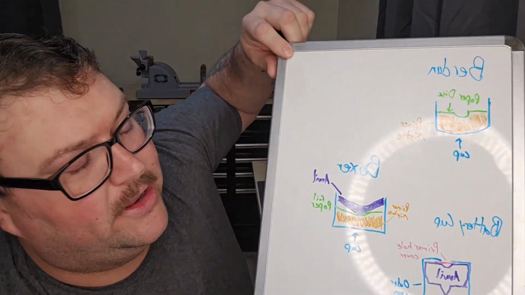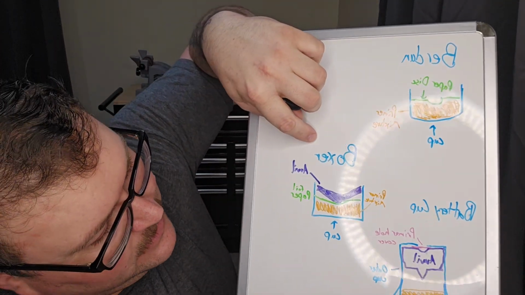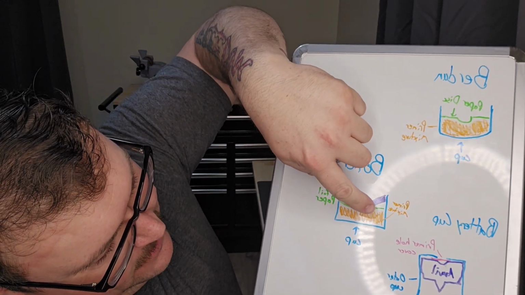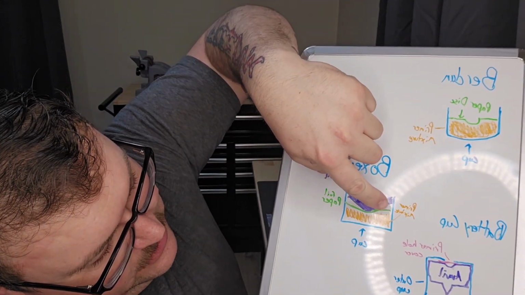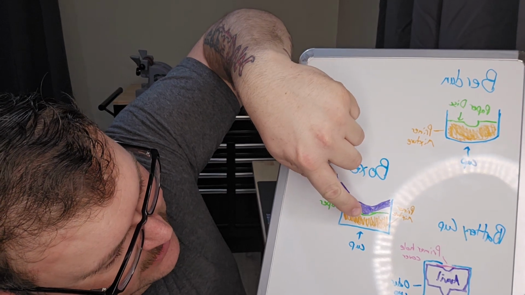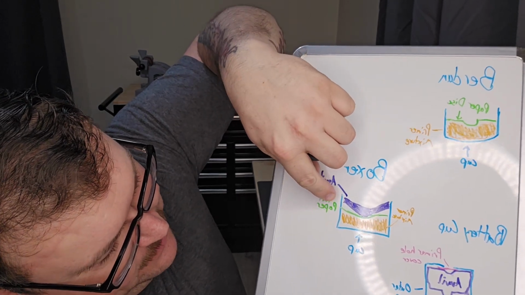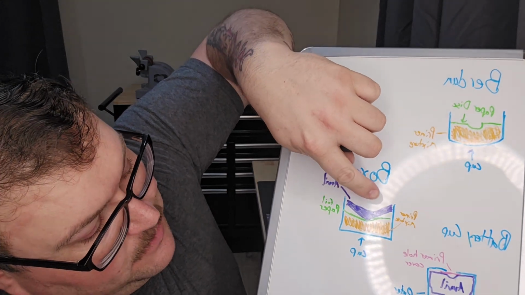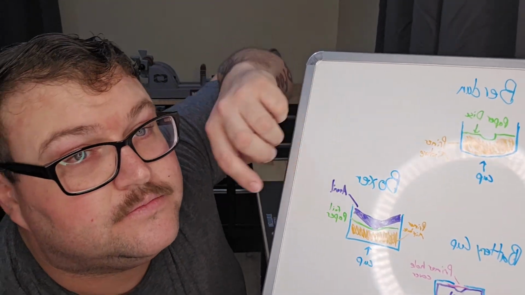Here's a drawing of the Boxer primer. Here the cup is a little more squared. The blue is the cup. The orange is the primer mixture again. The green is the paper foil. And the purple is the pyramid-shaped anvil.